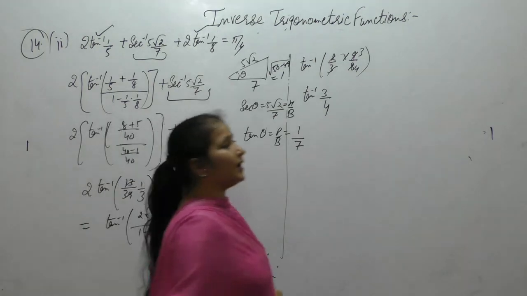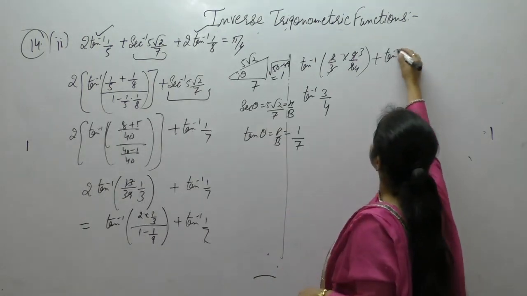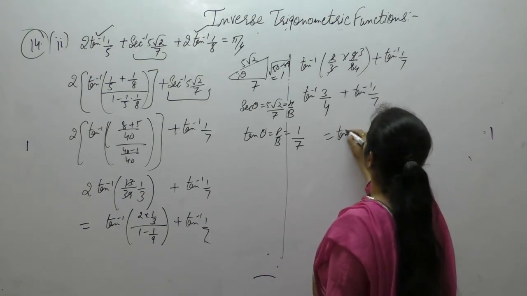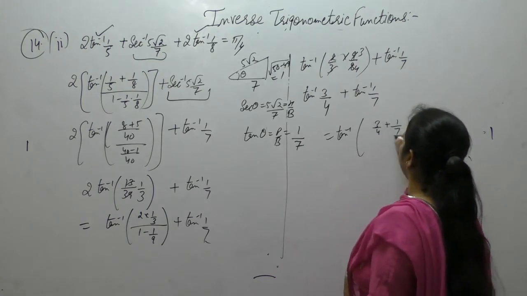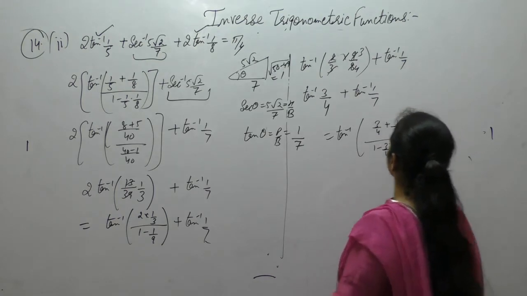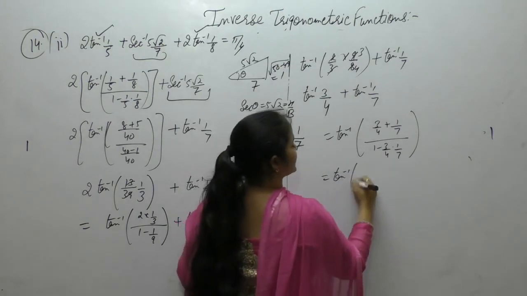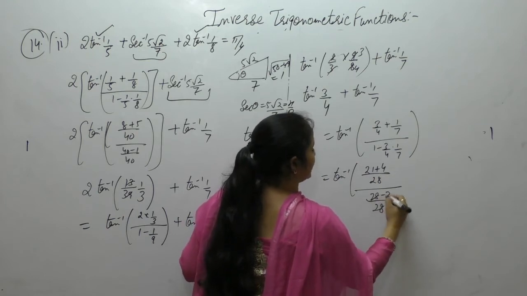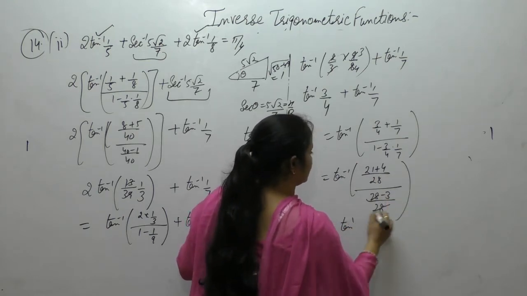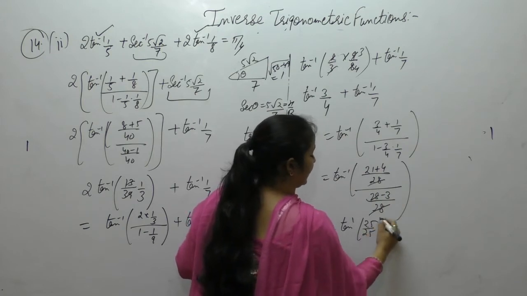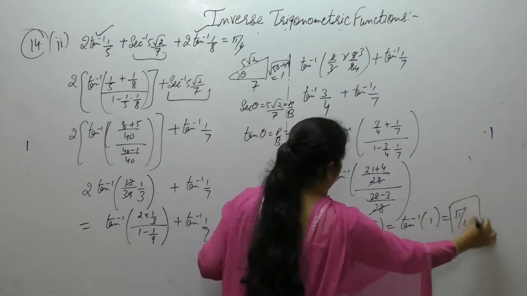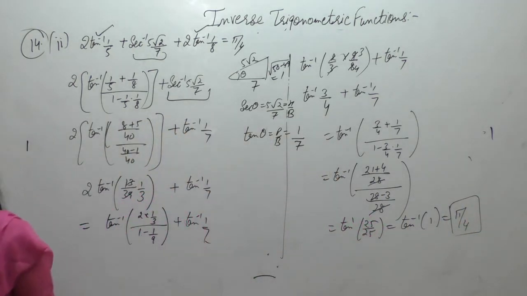Clear? Now again apply the formula for tan inverse x plus tan inverse y, tan inverse x plus y upon 1 minus x into y. So tan inverse 7 into 4, 7 into 3 plus 1, 28 minus 3. So tan inverse 25 upon 25, that is tan inverse 1. And 1 is the value for tan pi by 4. Note it down.